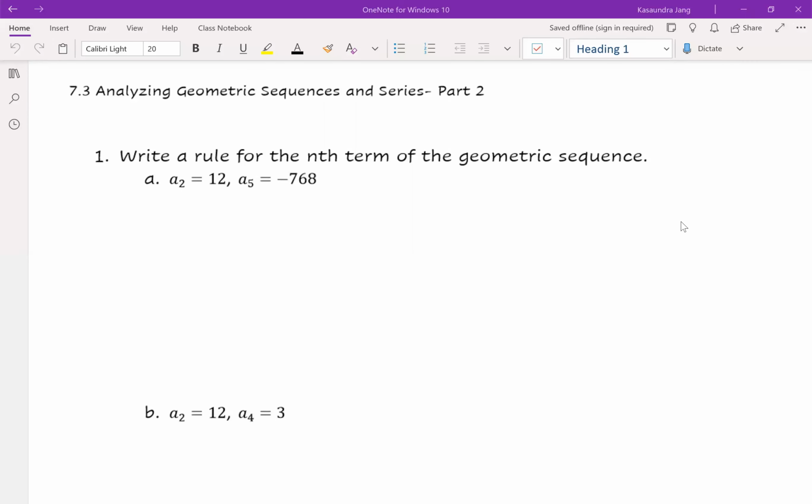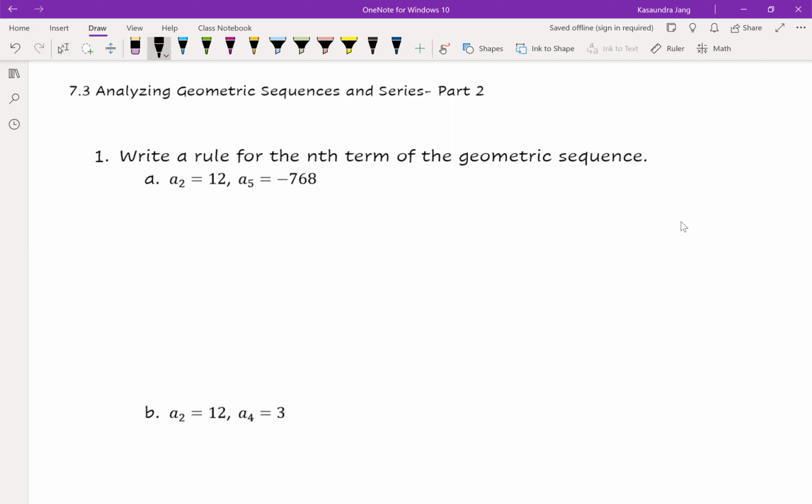All right, so let's start with problem number 1. Write a rule for the nth term of the geometric sequence. And I think we got a formula for that last time. Let's see, let's write that formula again. AN for a geometric sequence is A1 times R to the n minus 1.